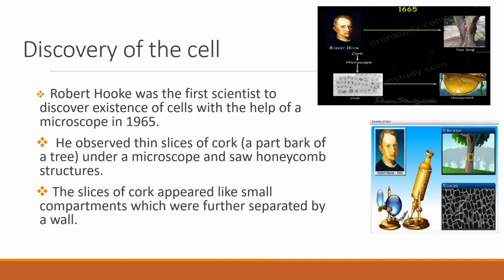So here we come to know that the cell was first discovered by the English scientist Robert Hooke in the year 1665. Robert Hooke was an English scientist who discovered the cell, and he named it a cell by seeing the small compartments in the cork.